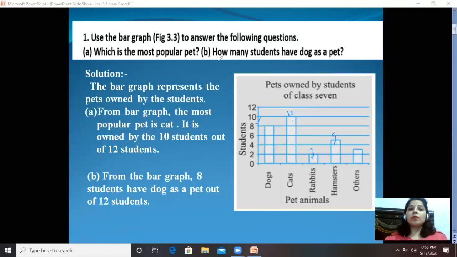Question number 2 is: how many students have a dog as a pet? Here you can study this. This is a dog, and how many students have dogs? 8 students. So it means we have to write from the bar graph: 8 students have a dog as a pet out of 12 students.